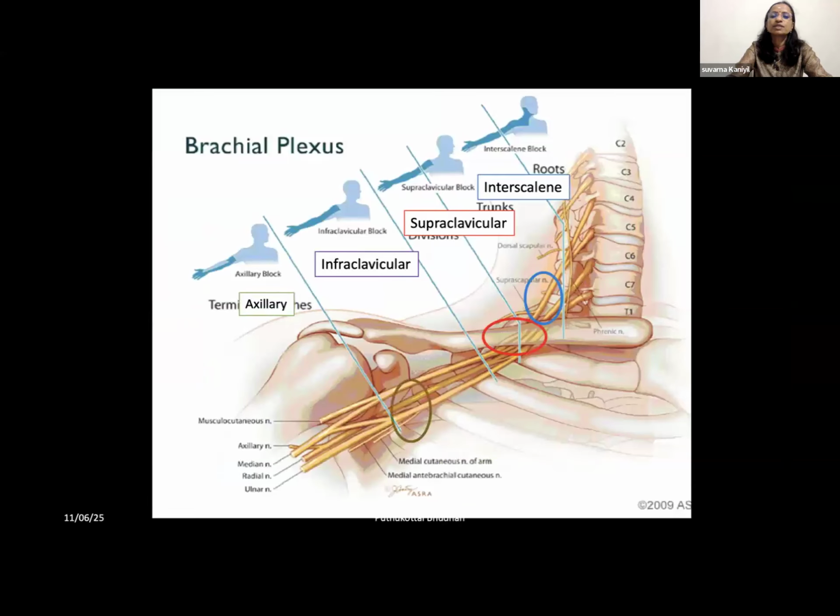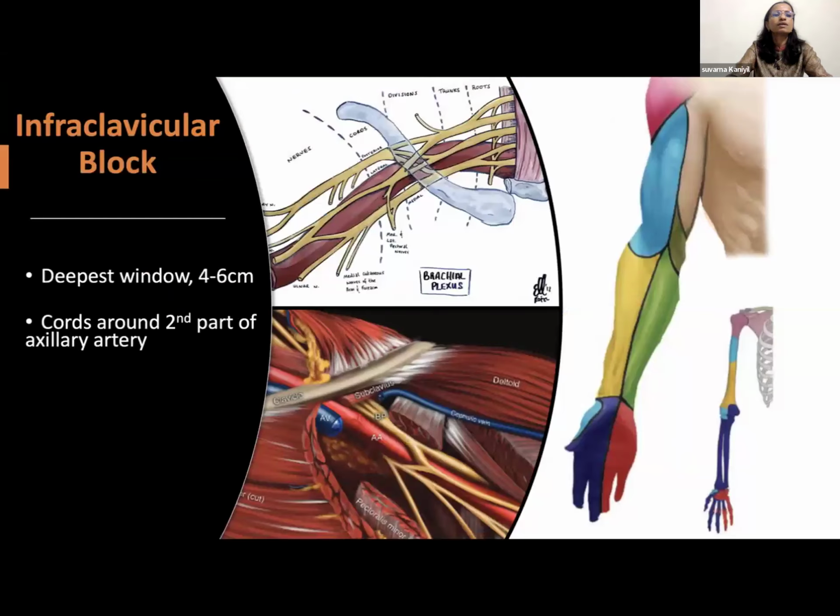There are different approaches for the brachial plexus block. We already had a discussion on the above the clavicle approaches. Now I will discuss the below the clavicle, mainly the infraclavicular as well as the axillary approach. Of the different approaches of the brachial plexus block, infraclavicular is the deepest ultrasound window, because here the neural structures are placed almost 4 to 6 centimeters below the skin. Here, the cords are placed around the second part of the axillary artery.